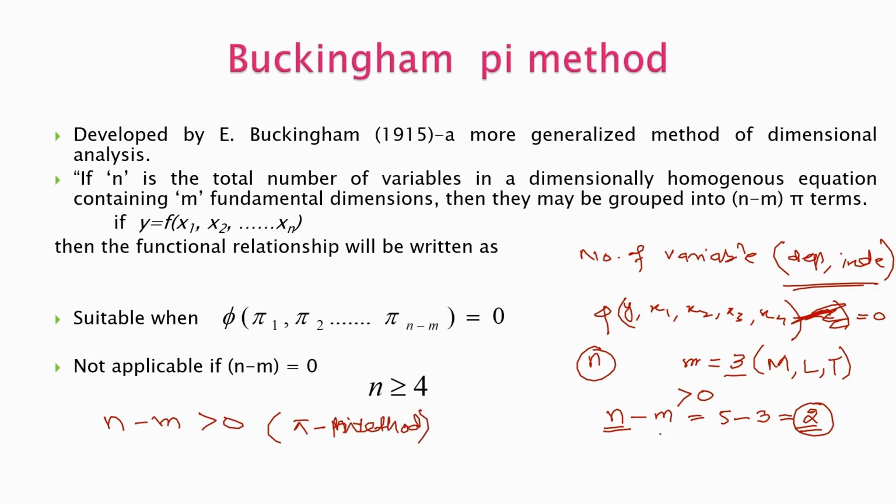If n is equal to 3 and m is also equal to 3, it will be 0, so there will be no pi group. Then we will move towards the relays method. To apply the Buckingham Pi theorem, we have written here that it is not applicable if n minus m is equal to 0. To apply the Buckingham Pi method, you must get the answer of n minus m equal to 1 or greater than 1. It will be automatically in whole numbers.